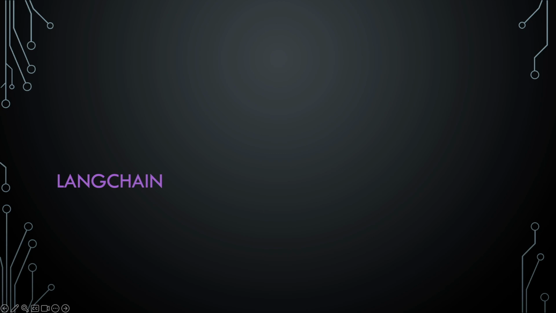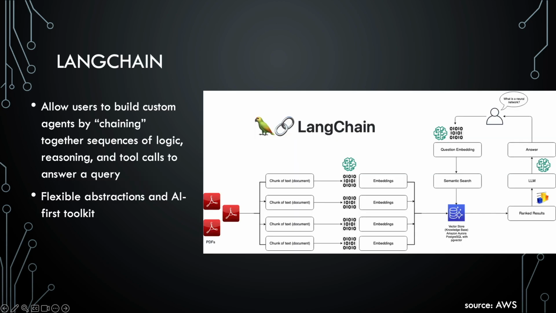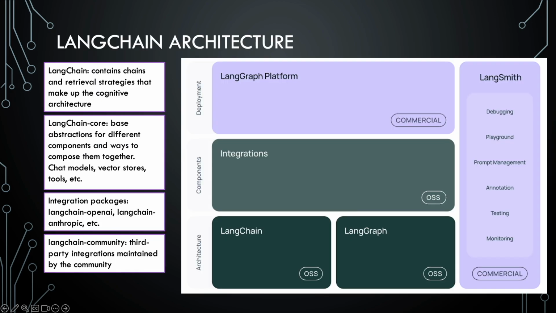Now let's dive into the LangChain framework, which is a powerful tool for building LLM applications. LangChain is an open source framework for building custom agents through chaining sequences of logic, reasoning, and tools. It's community driven with an extensive contributor base. The core platform of LangChain is a wide array of abstractions for integrating with the larger software ecosystem.